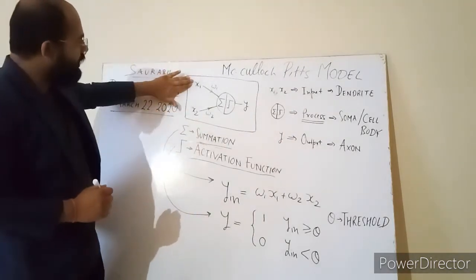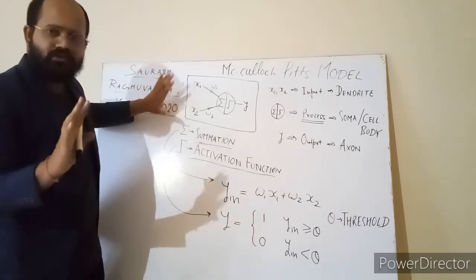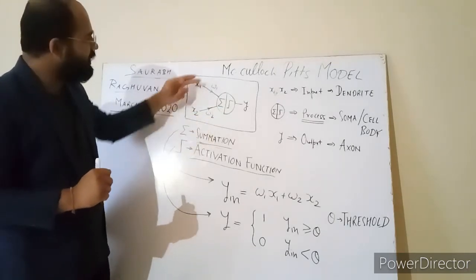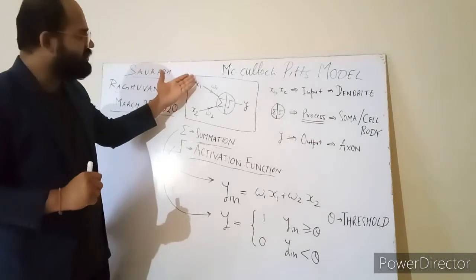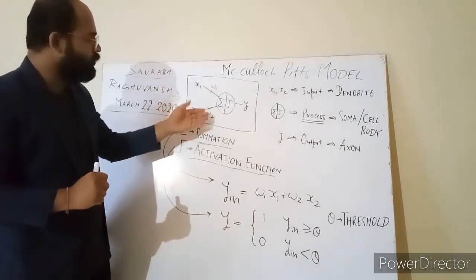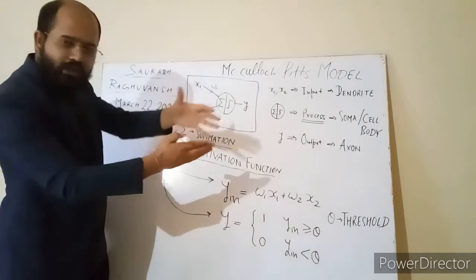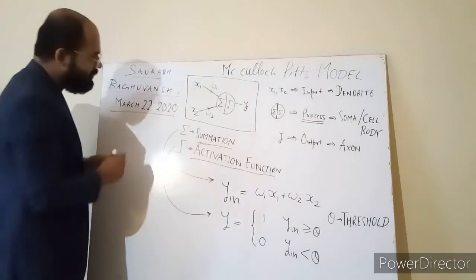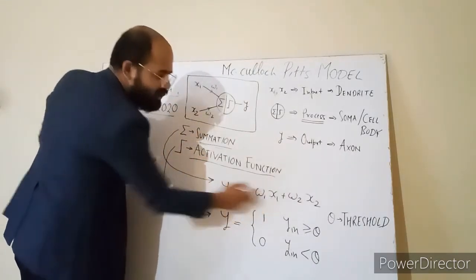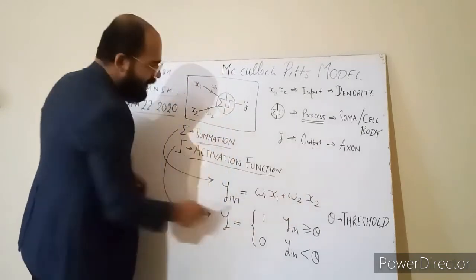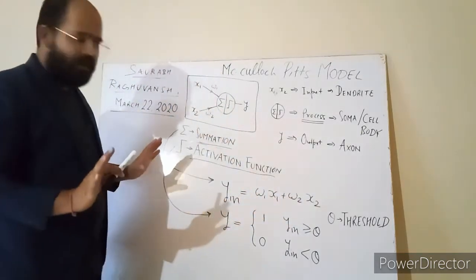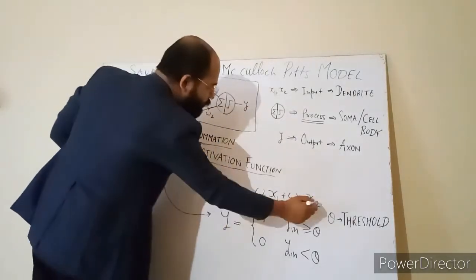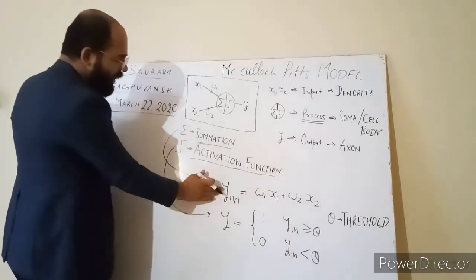Let's say x1 and x2 are the two inputs. These two inputs are multiplied by the corresponding weights: x1 is multiplied by w1 and x2 by w2, and then these two go into the funnel and are summed up. The summation multiplies w1 to x1, w2 to x2, and simply sums them up. After the addition, we get y in.